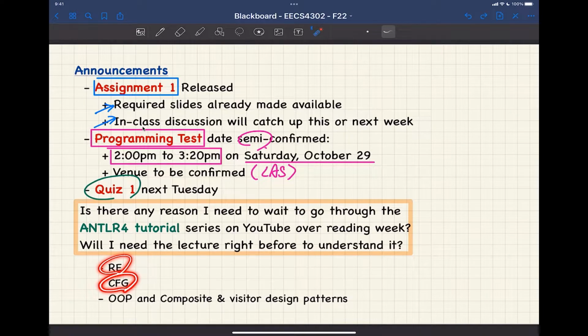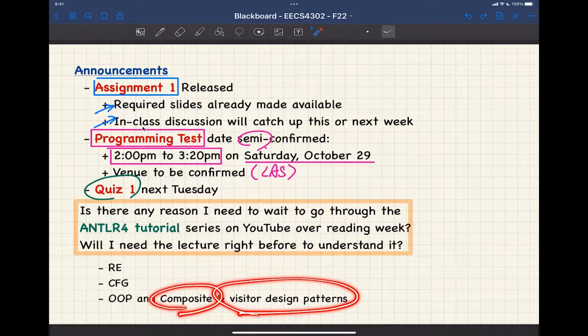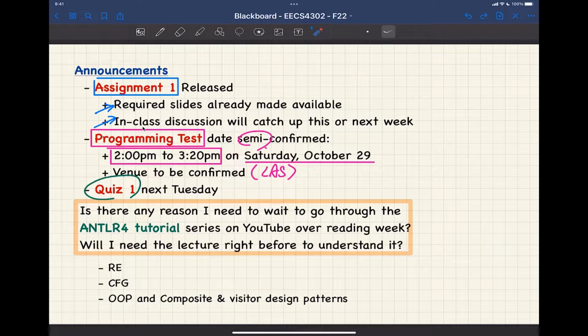Also context-free grammar. If you took 2001, that should not be tricky for you to follow the tutorial. I think the only part that might be slightly trickier, for those of you who didn't take the 3311 software design course, is that you may not have seen the so-called composite and visitor design patterns. However, even if you haven't seen that before, you can still follow the tutorial. There will be certain parts where I'll mention the design patterns. You can take a note of which parts you may want to revisit later. If you go through the tutorial now, that can save you some time in the reading week. It's optional, if you want to.